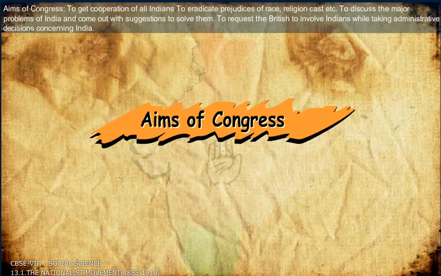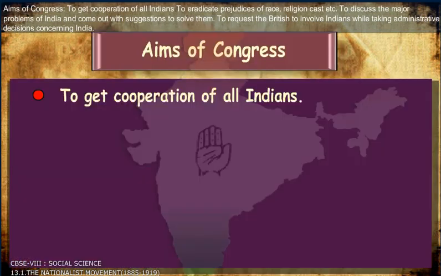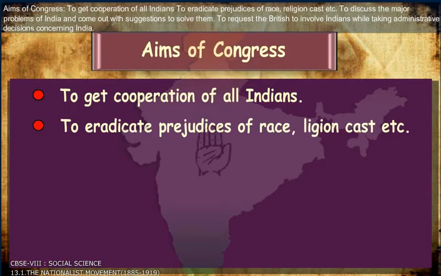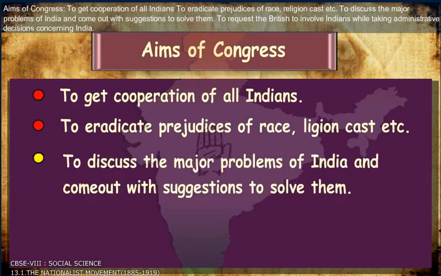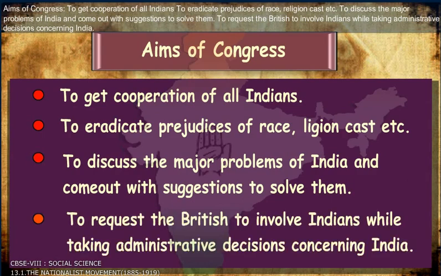Aims of Congress: to get the cooperation of all Indians, to eradicate prejudice of race, religion, caste, etc., to discuss the major problems of India and come out with suggestions to solve them, to request the British to involve Indians while taking administrative decisions concerning India.